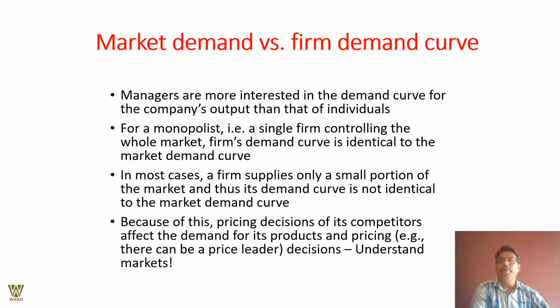Market demand versus firm demand curve. Managers are more interested in the demand curve for the company's output than that of the individual. For a monopolist, that is a single firm controlling the whole market, firm demand is identical to the market demand curve. In most cases, the firm supplies only a small portion of the market, and thus its demand curve is not identical to the market demand curve. Because of this, the pricing decisions of its competitors affect the demand for the products and pricing.